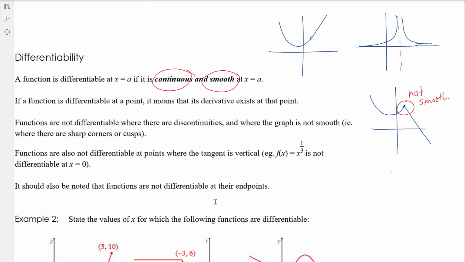So you also want that sense that the gradient as you come into the graph from both sides is the same. Okay, so the limiting value of the gradient is the same as well. Okay, so we're getting a nice smooth point.